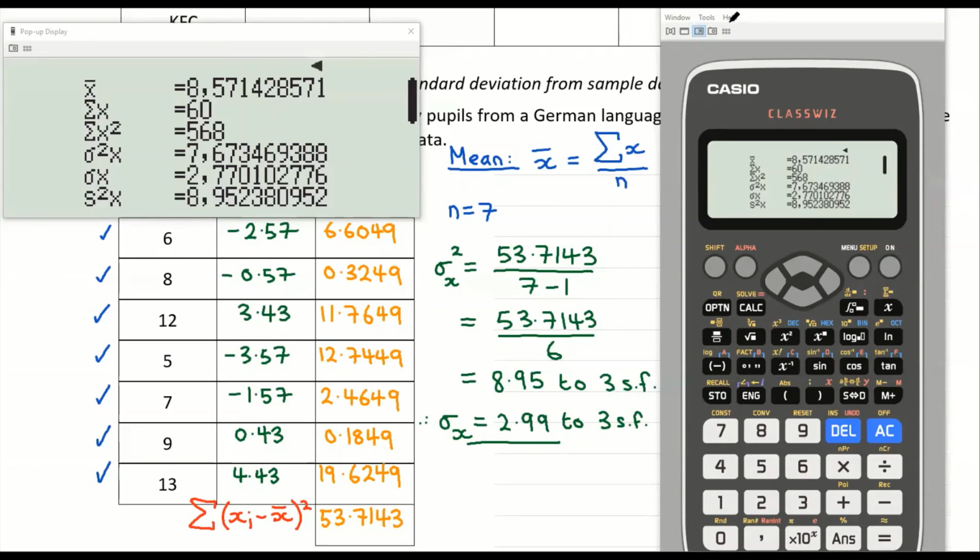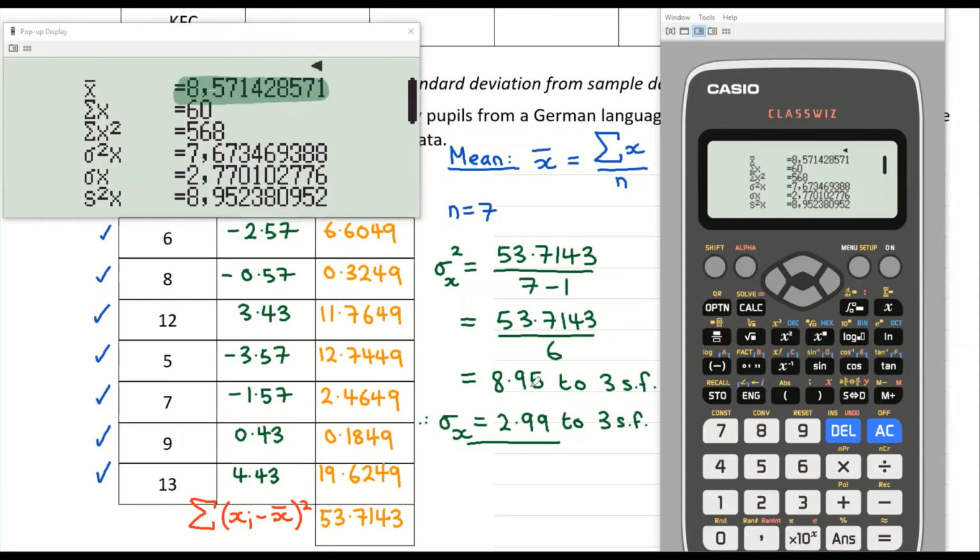Notice that the first value x bar, we seem to have done that okay, 8.57. Sigma x was 60, yes. Now, we applied Bessel's correction here to get the approximation for the sample population based on the sample. You may notice this number here, s squared x, that's the square of that sample standard deviation, which is the sample variance, if you like. So that's why we've got the 8.95 here also. All right, so that's quite interesting.